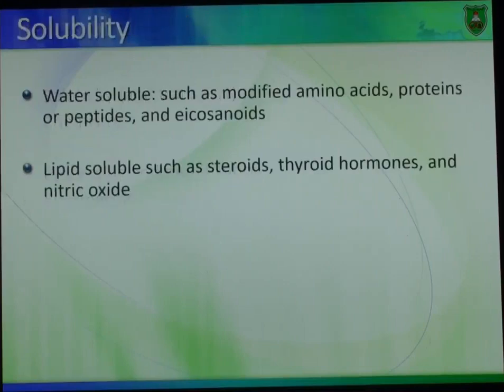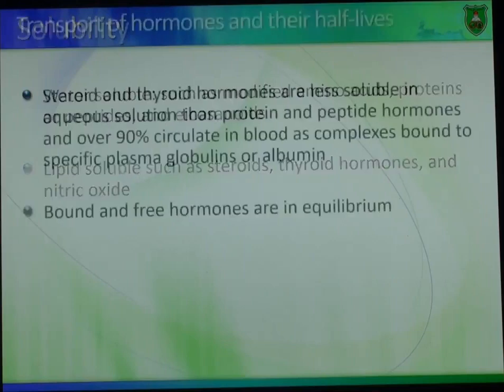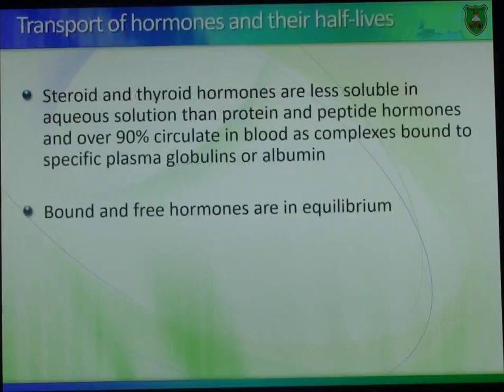So, let's talk about solubility. So, hormones can be classified according to their solubility. There are water-soluble hormones and we have lipid-soluble hormones. Water-soluble hormones include amino acids, proteins or peptides, as well as eicosanoids. The lipid-soluble hormones include steroids, thyroid hormones, as well as nitric oxide. Now, according to their solubility, transport is determined.